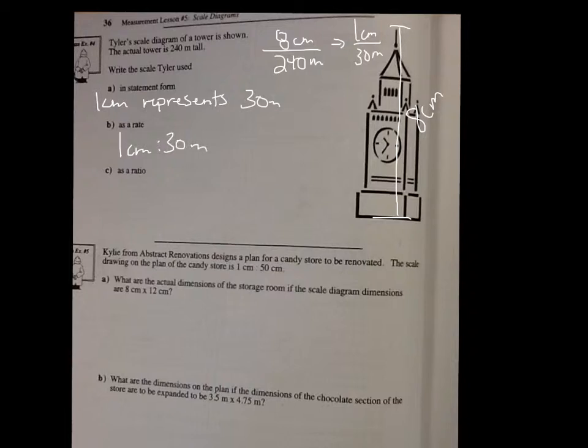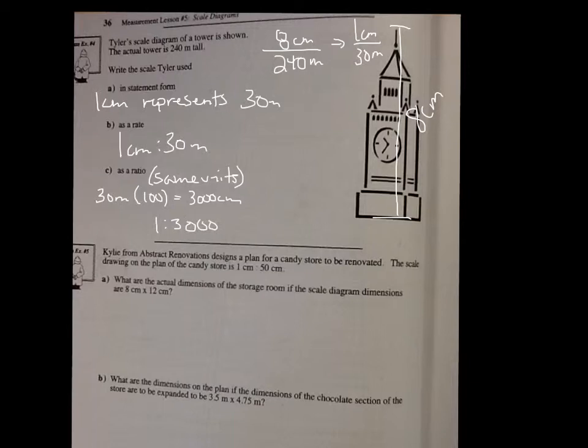As a ratio. Now ratio, you need same units. So we're going to convert 30 meters to centimeters. So we have 30 meters. We multiply that by 100. That equals 3,000 centimeters. So the scale is 1 to 3,000.